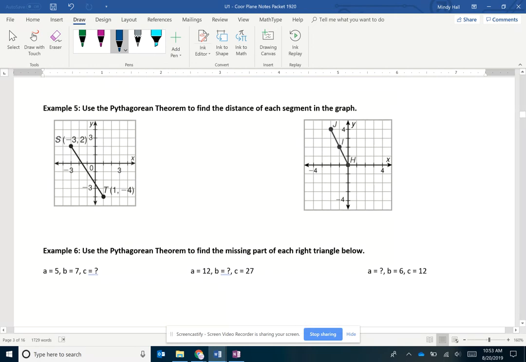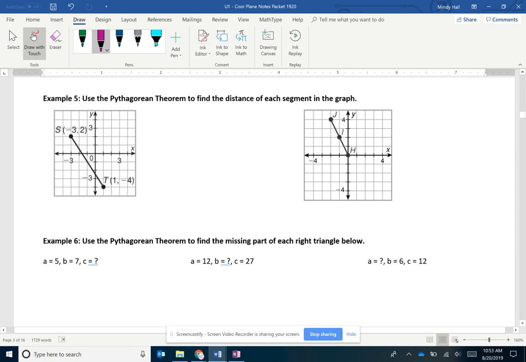So if we look at number 5, we want to use Pythagorean theorem to find the distance. So I am going to draw in a right triangle. Now, if you recall with the distance formula, you had to subtract to find these lengths. So if I subtract the x's, I get my horizontal length. 1 minus negative 3 is 4, and we count 1, 2, 3, 4. It is 4. And then the difference of our y's is our vertical length, or we can count, but 2 minus negative 4 should be 6. So 1, 2, 3, 4, 5, 6. Yep, it is. So then for Pythagorean theorem, we would have a squared plus b squared equals c squared.